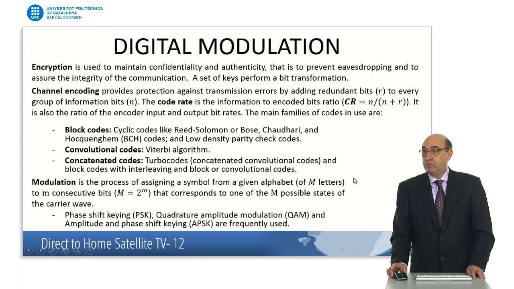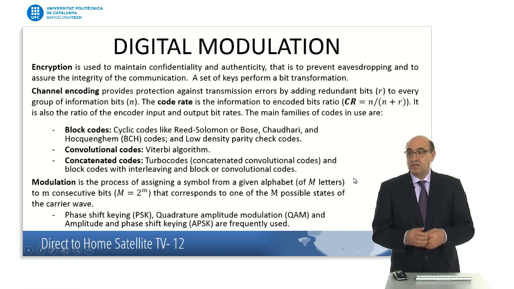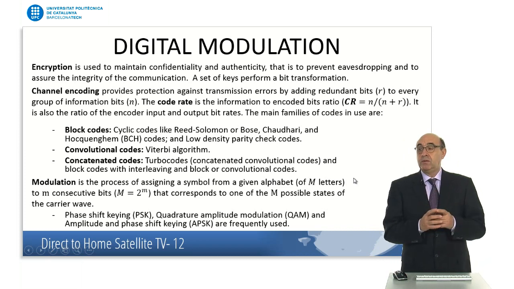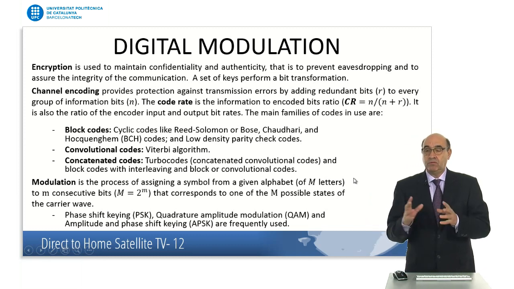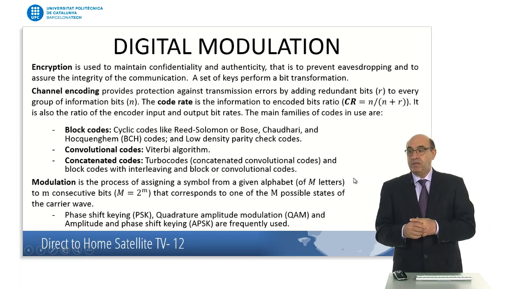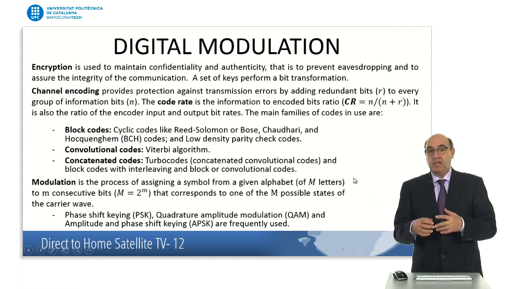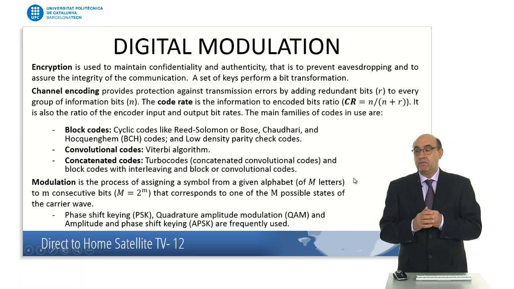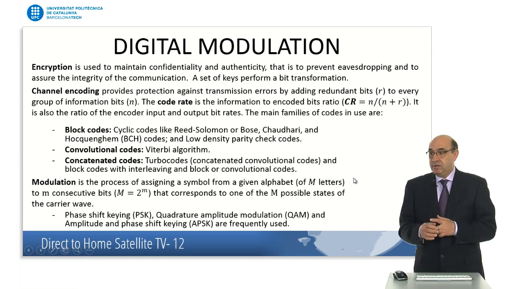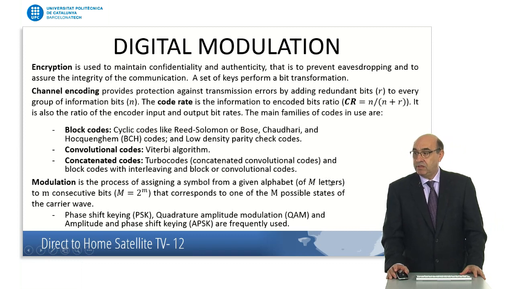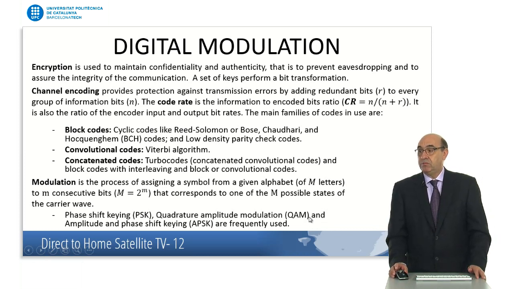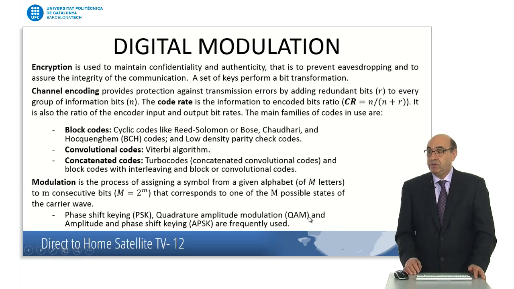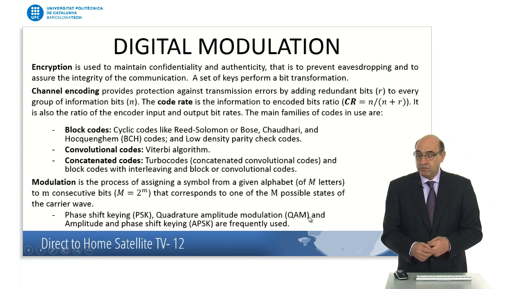And then we have to talk about modulation, which is just transforming those encoded bits into the carrier, through the process of defining an alphabet of states or symbols and assigning each one of those symbols to a group of bits. There are different schemes. We have listed here the ones most frequently used in satellite applications: phase shift keying, quadrature amplitude modulation, and also amplitude and phase shift keying. Those are the three most frequently used.